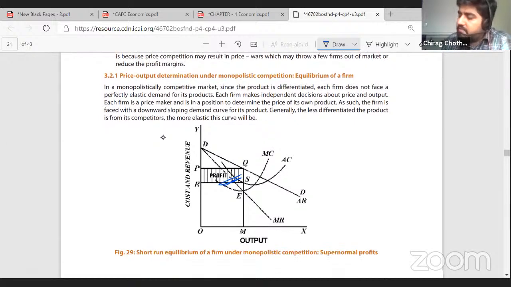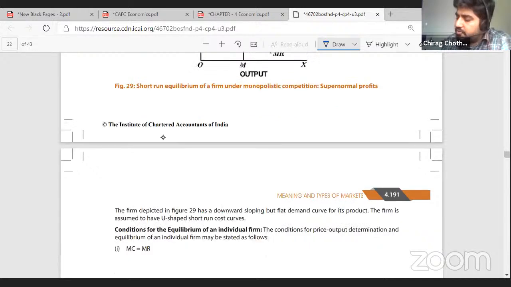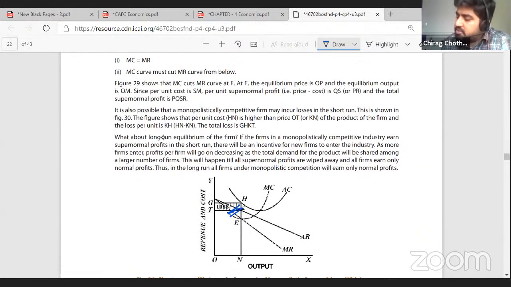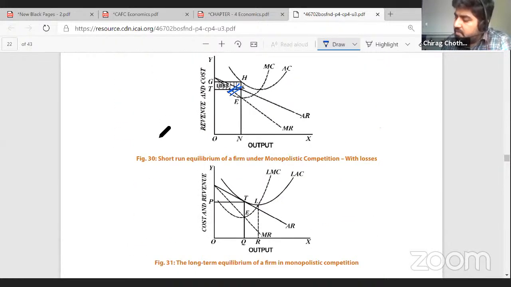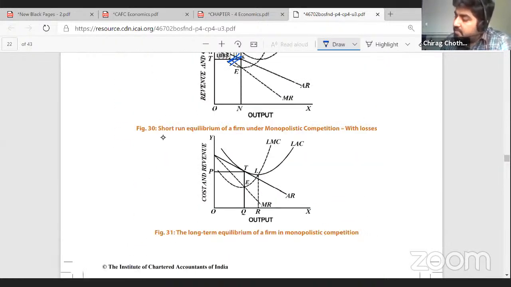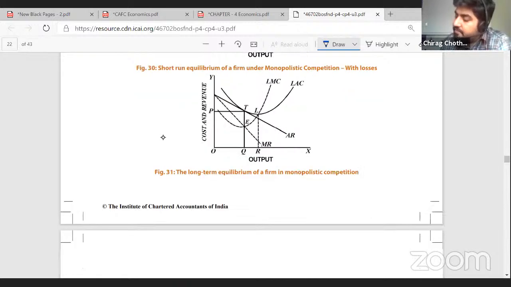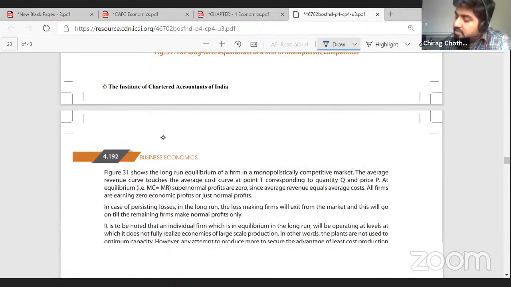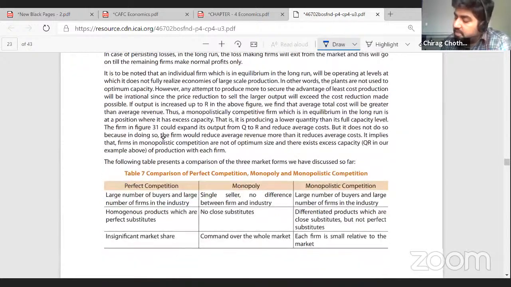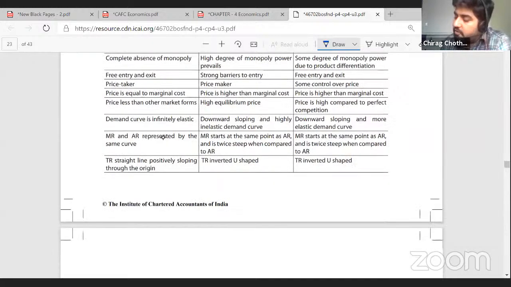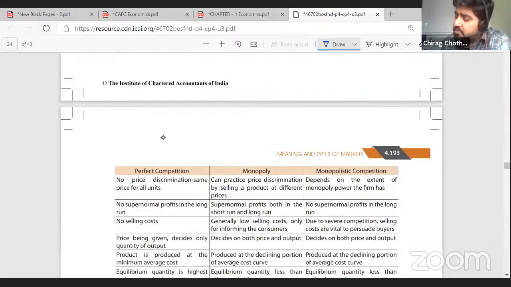So in the short run we can make supernormal profit in monopolistic competition, right? There can be losses. In the long term we are going to have only normal profit, right? So these are the three scenarios that we are going to discuss now in case of monopoly as well as in case of monopolistic competition. So be with me, students.